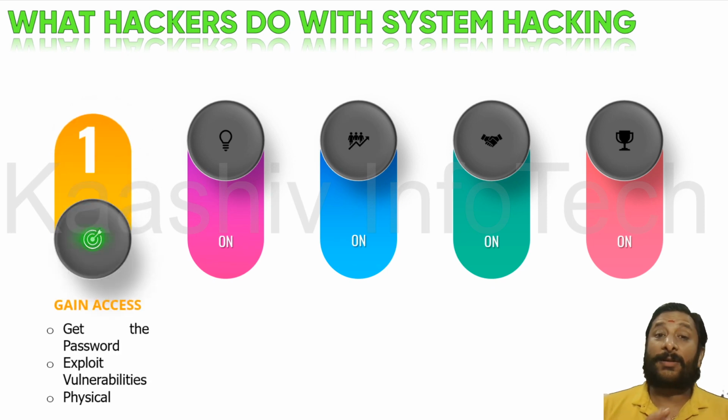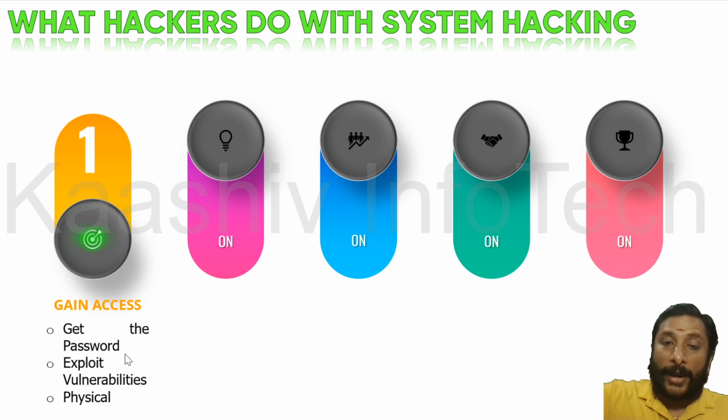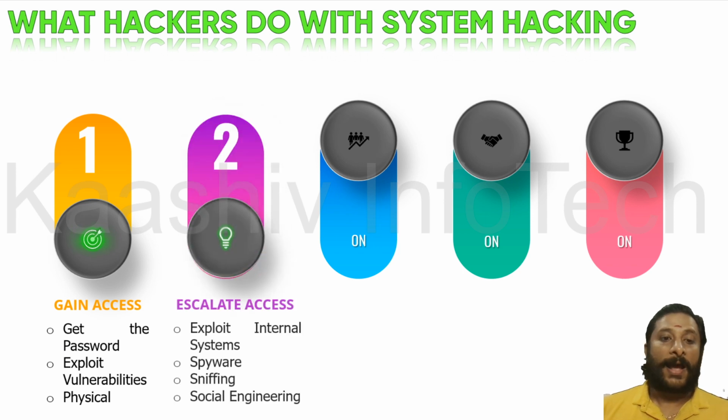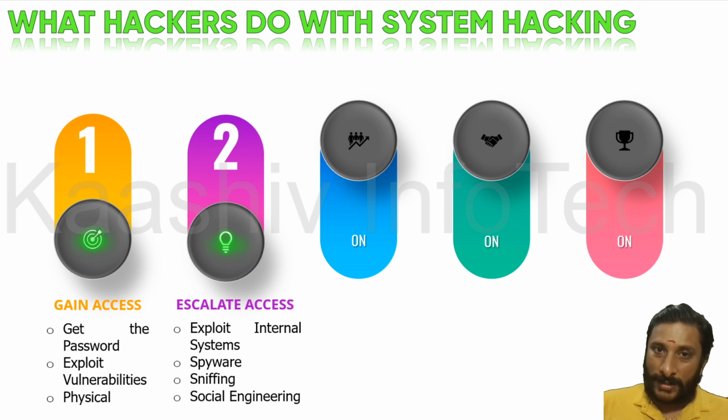The first step is that they will try to gain access. They'll try to gain access by getting the passwords, exploiting the vulnerabilities, getting a virus activated, and physically trying to gain access. These are the things they will try to do. The next one is to escalate the access. Once I got a username, a normal user, I enable him or make him an admin, something like that.